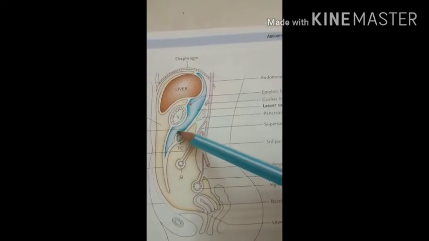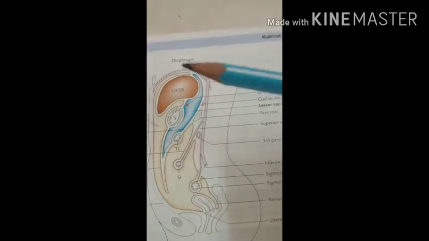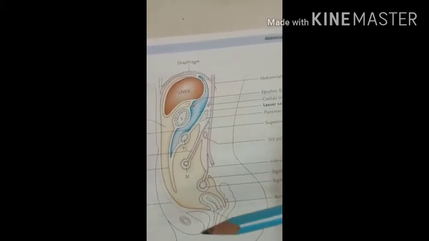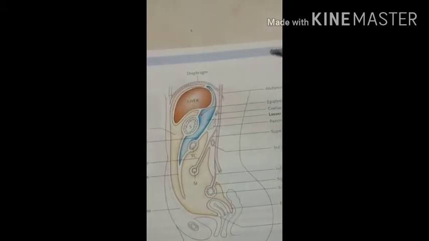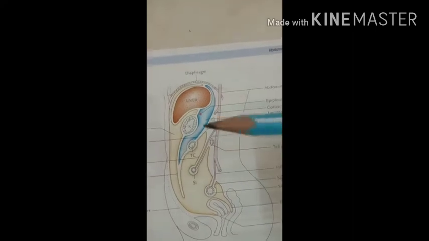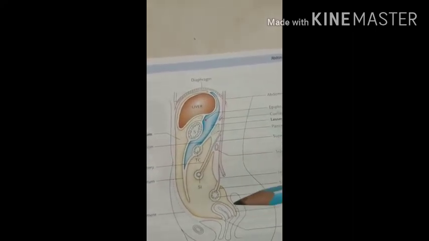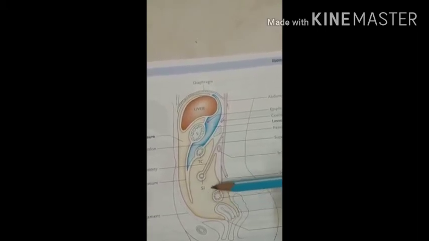Here you can see the part of the peritoneum, the fold of the peritoneum, that is attached. So it is called the mesocolon. Not all parts of the colon, that is the ascending colon and descending colon, are covered like this. Only the transverse colon and the sigmoid colon are covered by the layer of the peritoneum.